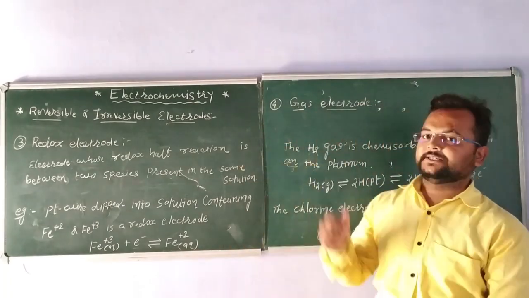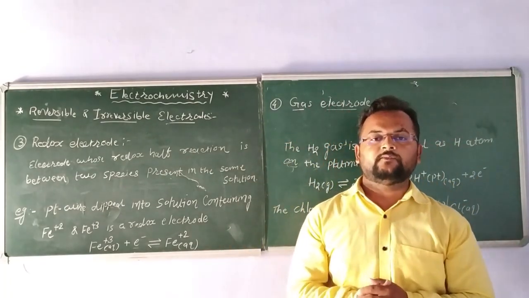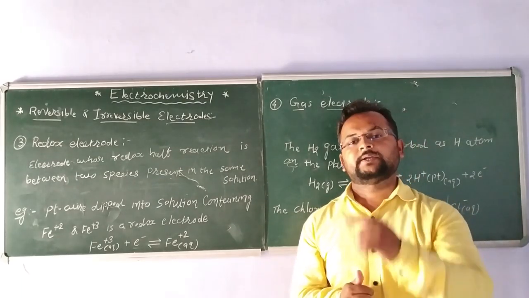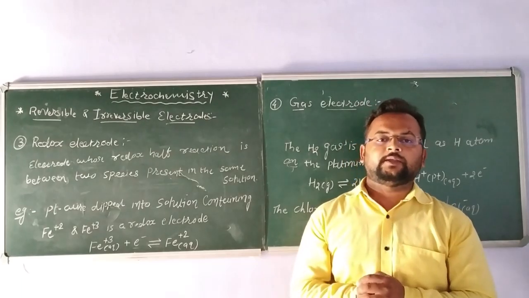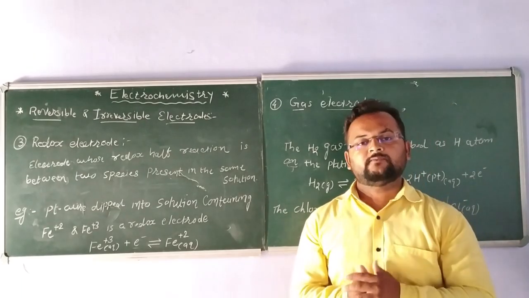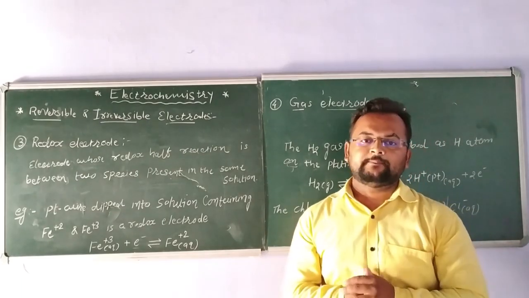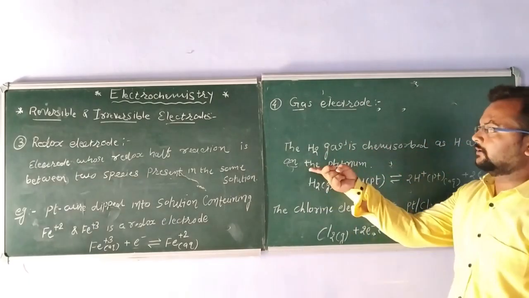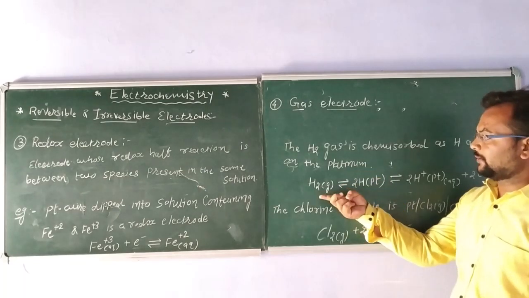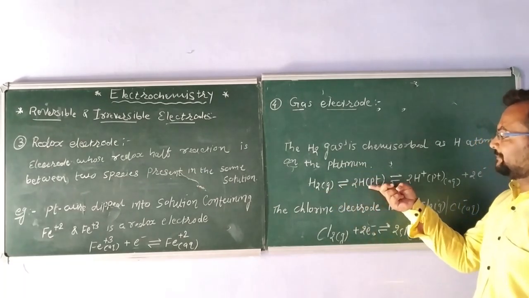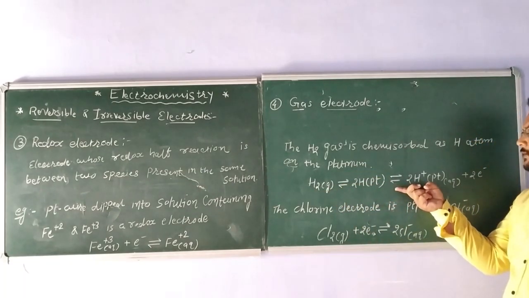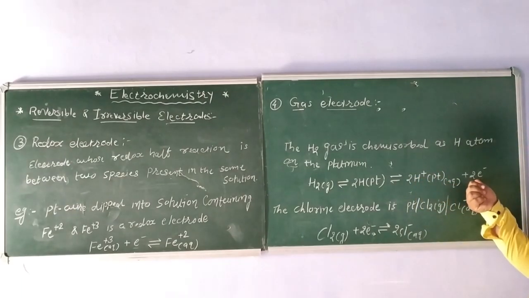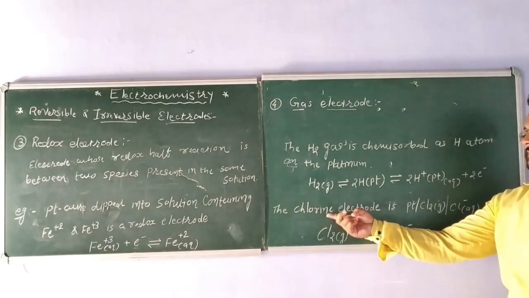The fourth one is the gas electrode. The gas is in equilibrium with its ion in the solution. H2 gas is bubbled over a platinum wire dipped in acidic solution, and the platinum wire is coated with platinum black. H2 gas is chemisorbed as H atoms on the platinum wire. So H2 gas is in equilibrium with 2H on platinum, which is in equilibrium with 2H^+ in aqueous form plus 2 electrons.